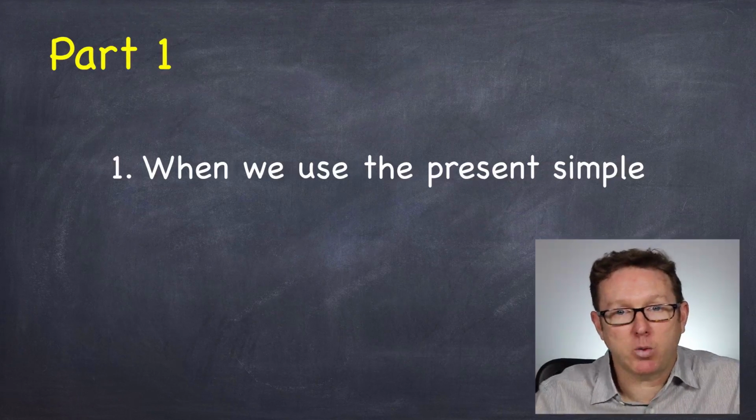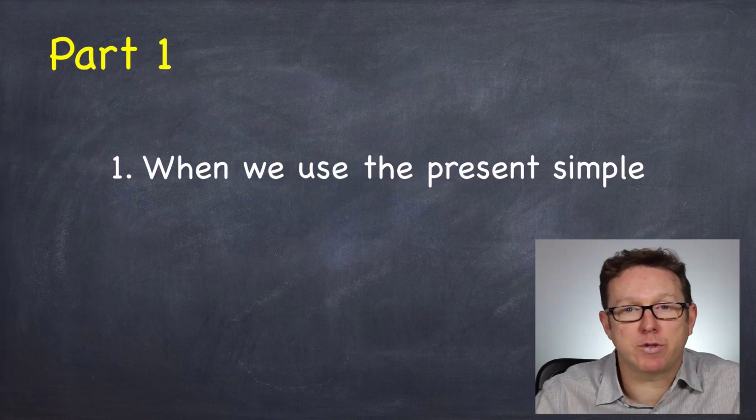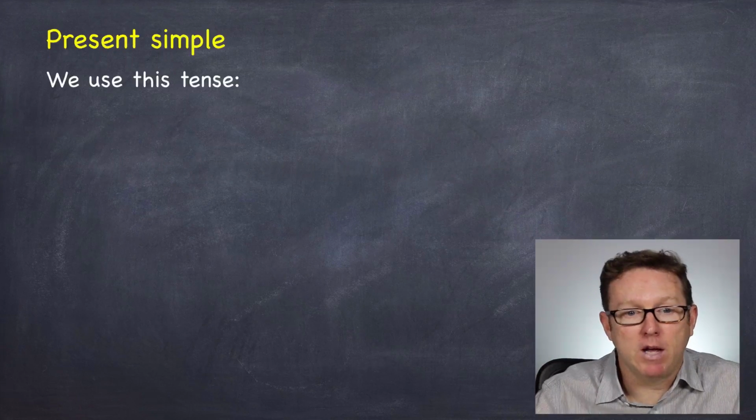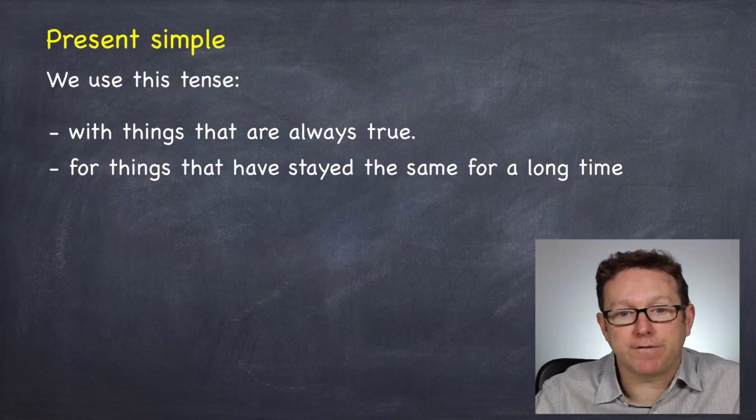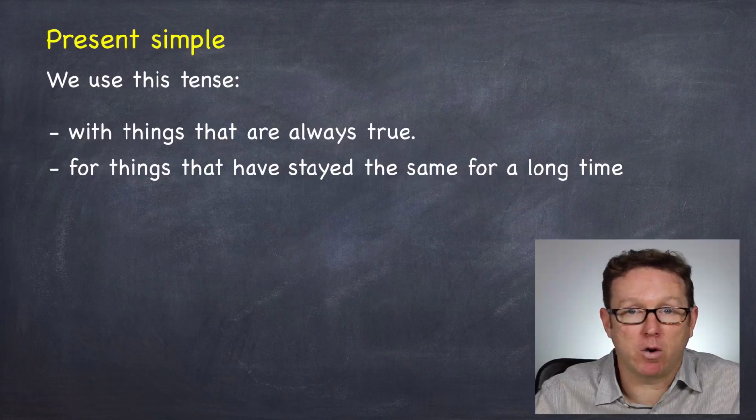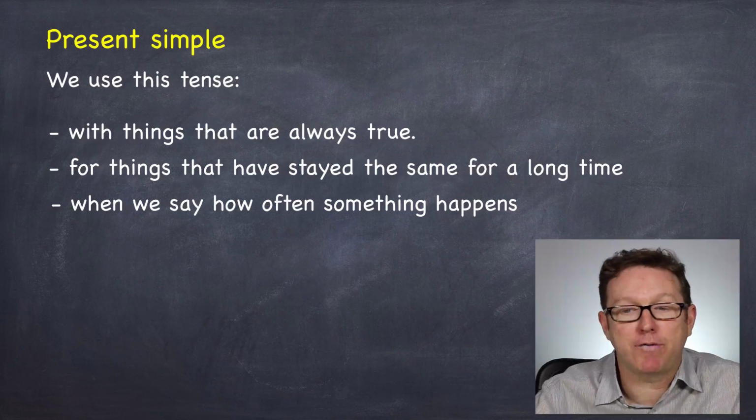Now part one, as we can see here, is when we use the present simple. Okay, so we use the present simple tense with things that are always true. We use it for things that have stayed the same for a long time, and we use it to say how often something happens, with what frequency something happens. Now we're going to look at those 3 points individually and some examples as well, so let's go to that.